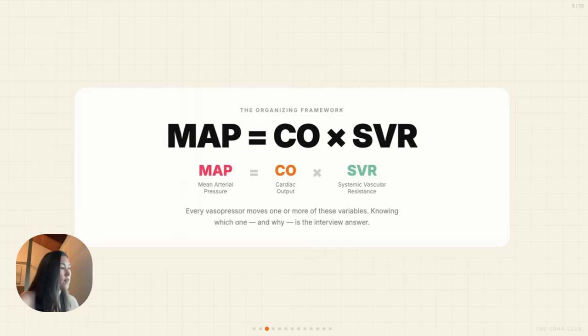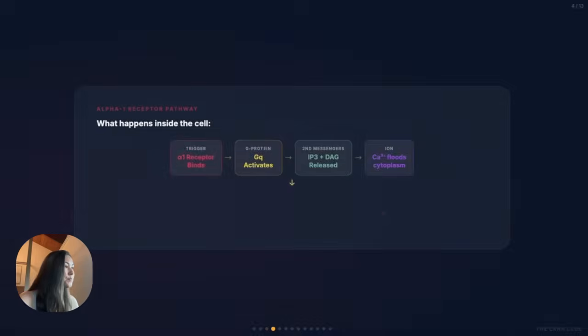But you need to know which variable. You need to understand what receptor the drug hits and what the receptor does at the cellular level. It's a piece that a lot of people stress about and kind of avoid studying, but this is the depth that the interviewers are testing. So we're going to go over that today.